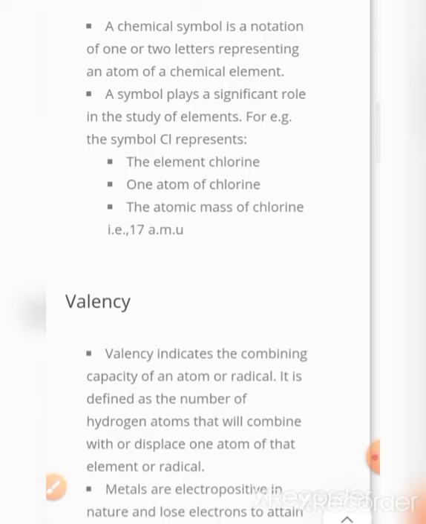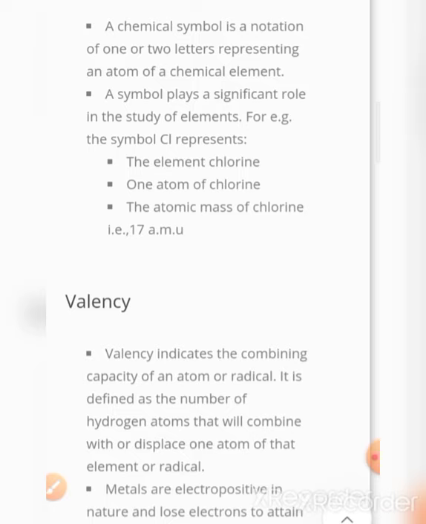Now, symbols of some common elements. A chemical symbol is a notation of one or two letters representing an atom of a chemical element. A symbol plays a significant role in the study of elements. For example, the symbol Cl represents which element? The element is chlorine, meaning one atom of chlorine. The atomic number of chlorine is 17.